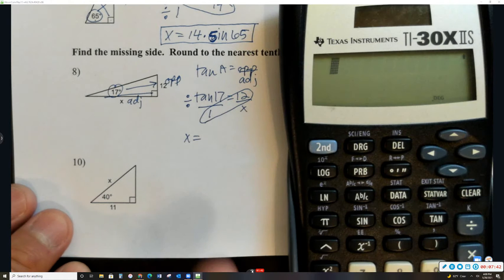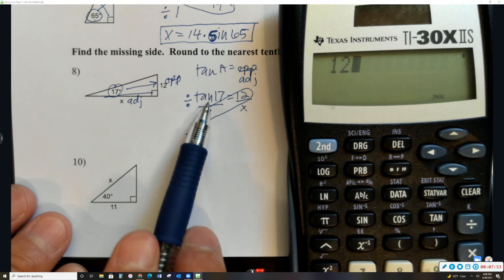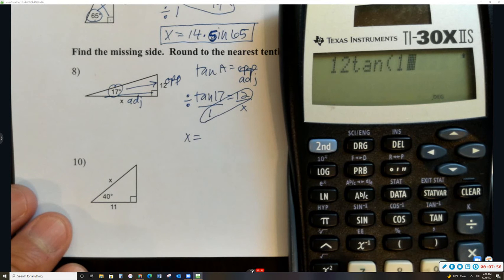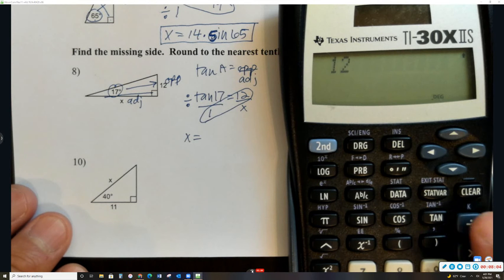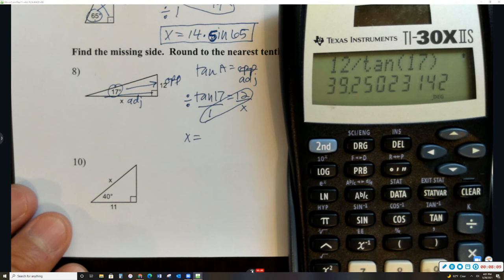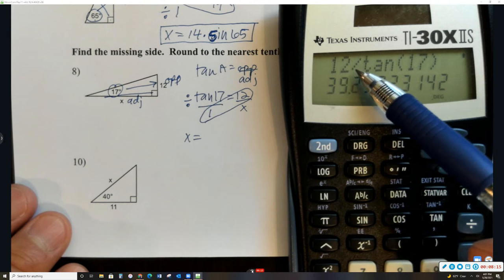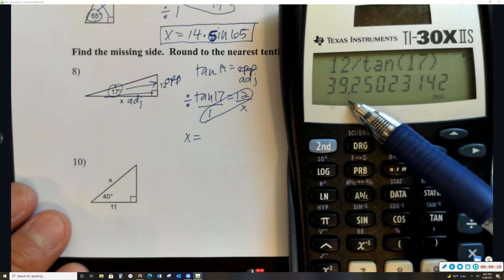So watch. 1 times 12 is equal to 12. That's why we don't like to write the 1 times. And then it's 12 divided by tangent of 17 degrees. Oh, I didn't do the divided by. 12 divided by tangent of 17 degrees. 39.3. Be careful, make sure when you're pushing the buttons that it does go through. Like a second ago I typed it in and it didn't go through. But anyway, that's 39.3.